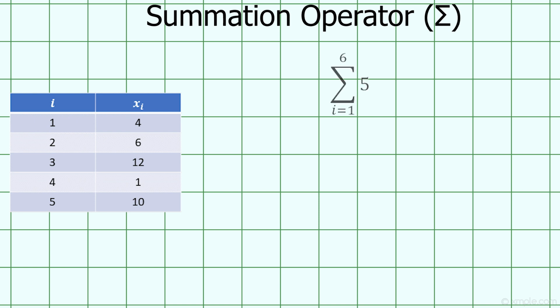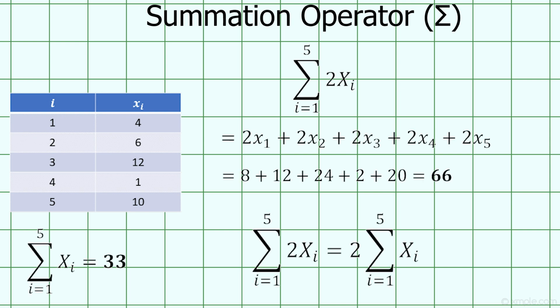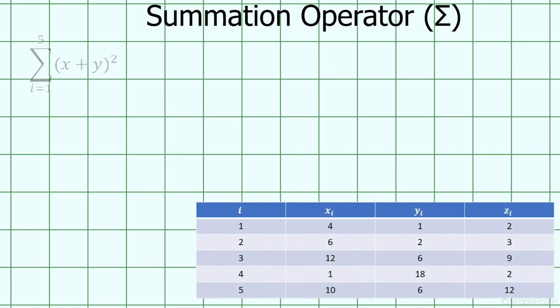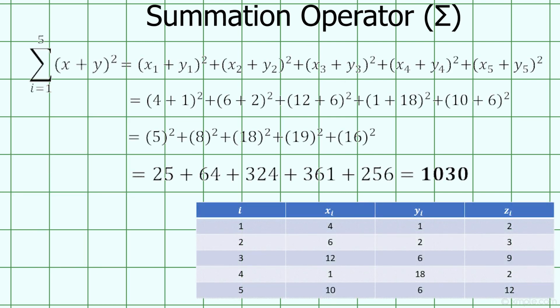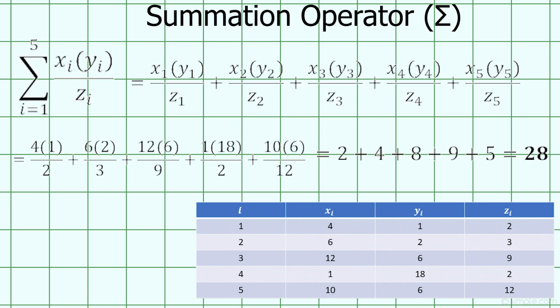When we put a constant into the mix, the summation operator has some useful properties. So 5 added to itself 6 times is just 5 times 6, or 30. And when a constant appears next to a variable, we can pull it out of the summation operator, like this. Finally, summation operators also work with pairs of numbers, like this, or even sets of numbers, like this.